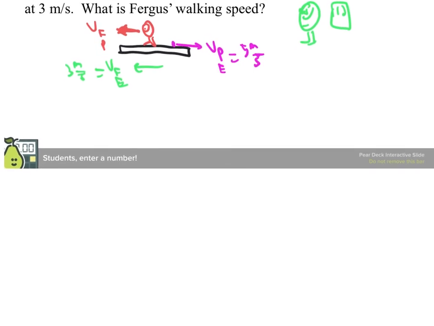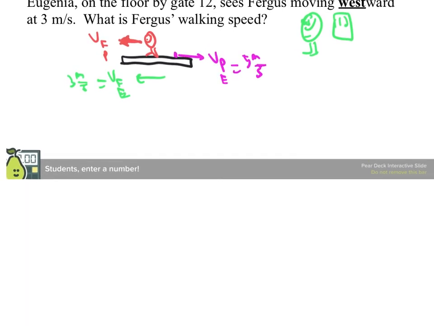So again, let's get some clearance here. We still have a very similar thing where we want to get rid of the people mover. So we'll have the velocity of Fergus relative to the people mover, and the velocity of the people mover relative to Eugenia, and they will contract to give us the velocity of Fergus relative to Eugenia. And then which of these things do we know?